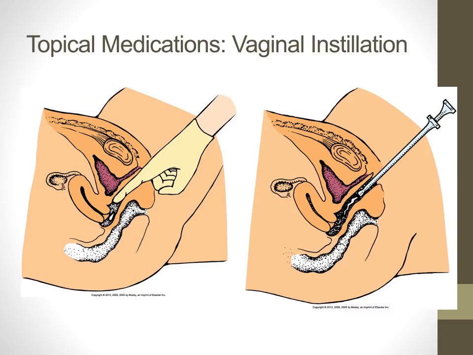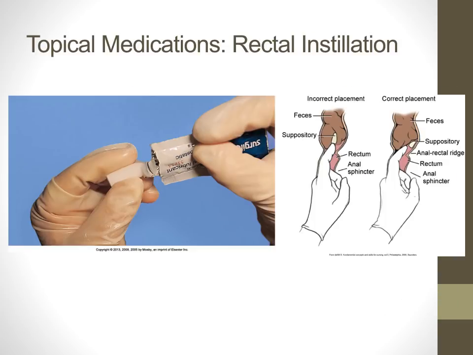This is some demonstration on how to administer vaginal medications or rectal instillation. And when giving suppositories through the rectum, make sure the suppository is up against the membrane of the intestine, not in the feces. Okay, you want it to be able to hit that mucous membrane so it can absorb and do its job.